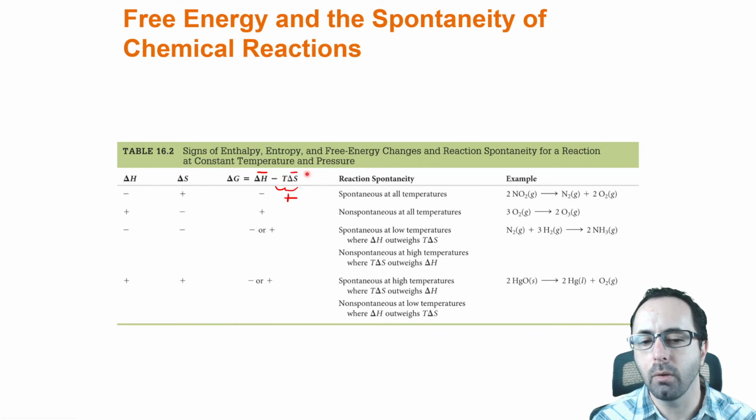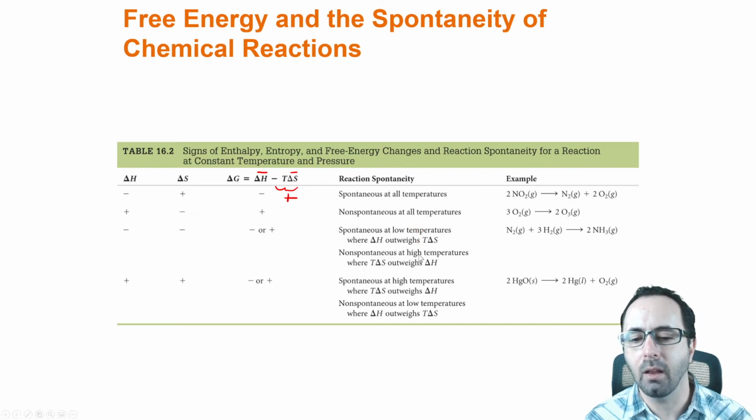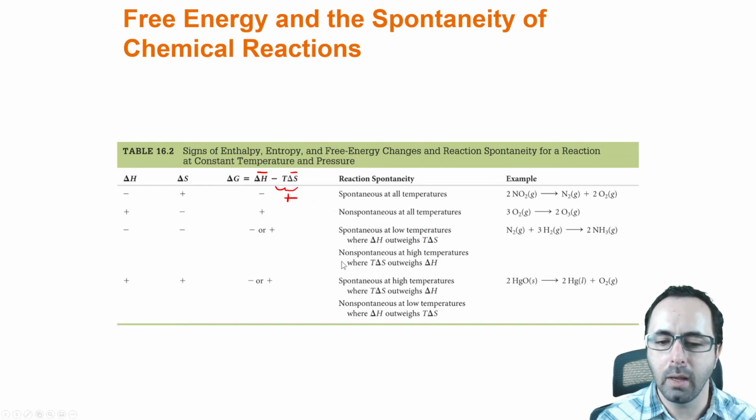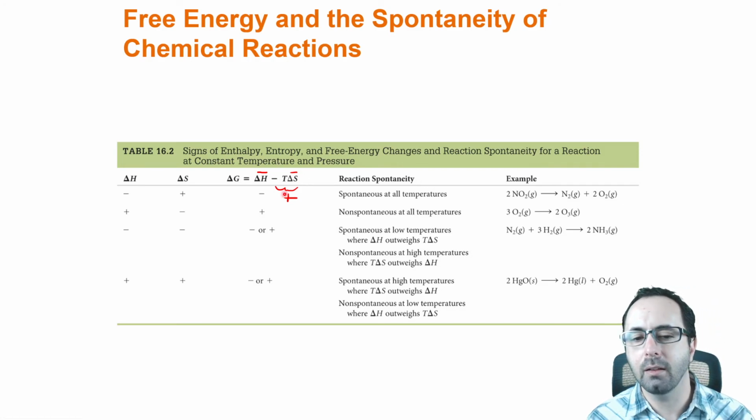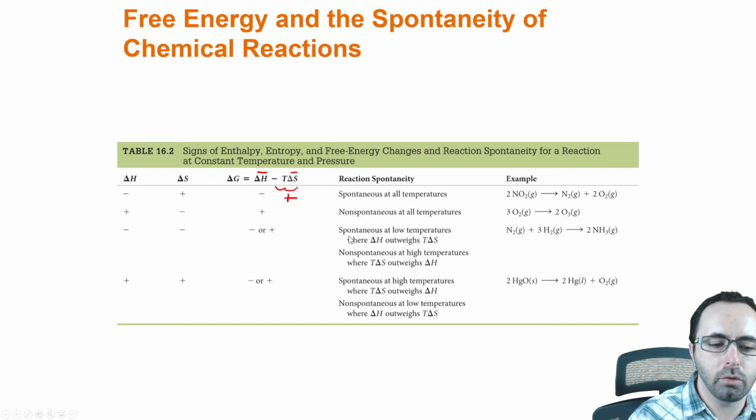If the temperature is low, that will make this second positive term small. And so a reaction that is exothermic with decreasing entropy will be spontaneous if the temperature is low, because delta H, this first term, will be bigger than the second term, which is positive. The reaction will not be spontaneous if the second term is bigger, because the second term is positive and the first term is negative. So if temperature is high, the second term will be bigger, and that will cause delta G to be positive. Now the opposite is true for endothermic reactions.